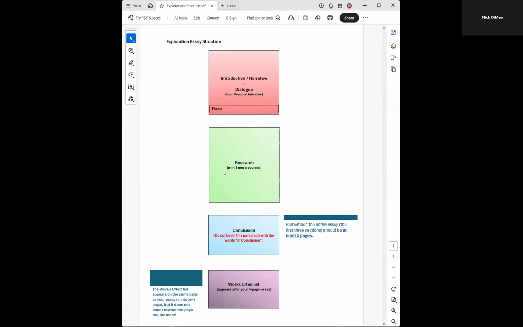Then the next section is the research section. You're going to have three sources you'll be using. We're going to start working on that next week. Then it wraps up with a conclusion. And of course, at the end of the exploration, there's a list of the sources you will be using. So you can visualize how this exploration paper looks. Again, it begins with the narration and dialogue, then a research section, then the conclusion, and then the list of all the bibliographic sources that you will be using.